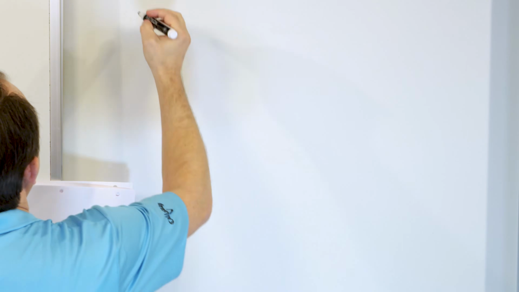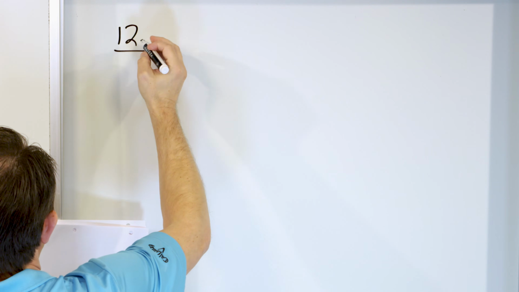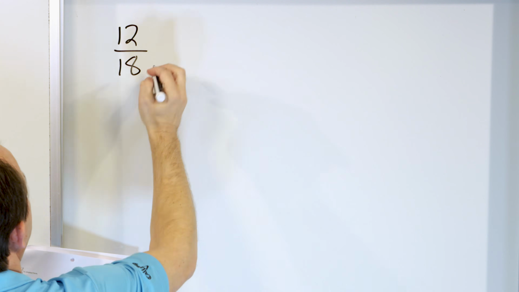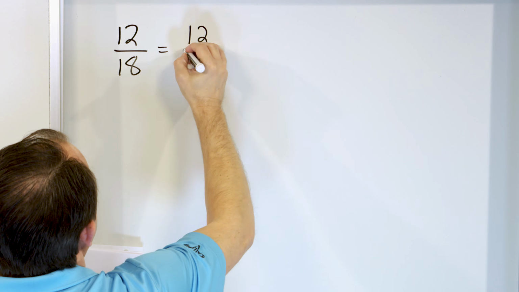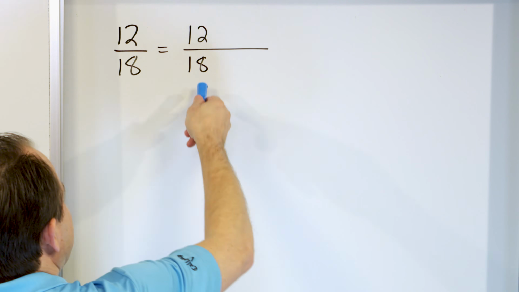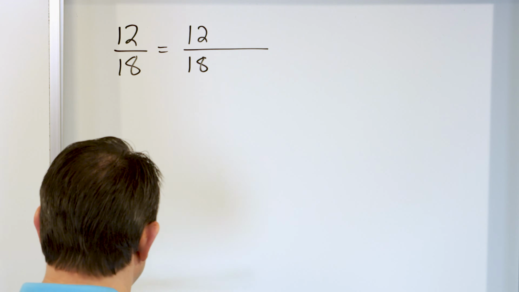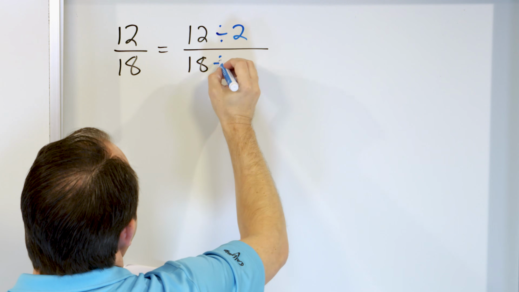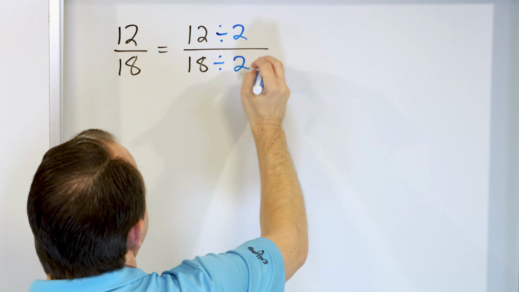Let's take a look at 12/18. So 18 slices of a pizza, I only take 12 of them. What fraction is equivalent to this that's simpler? Well, I can see that they're even numbers immediately. So I'm going to go ahead and divide by 2. I'm going to divide by 2 because I see that I can divide by 2. And they're both even, so that makes sense to me.